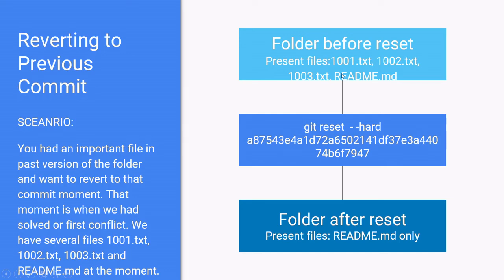We have 3 files, 1001, 1002, 1003, and the fourth, so 4 files, with the readme. We do the git reset hard. So doing a git reset hard is going to get rid of the history. But if we had done a git revert, we would keep the history, but you'll see after. We choose the commit number. So before the reset, for sure, you do a git log, so you get that number. The folder after the reset, normally you will have only the readme present. So all the other ones that we have created now, they're going to disappear.